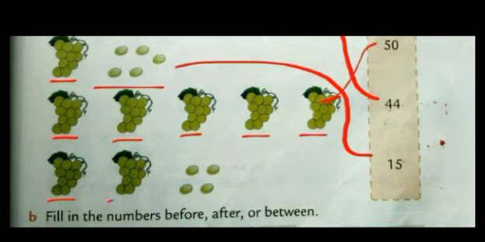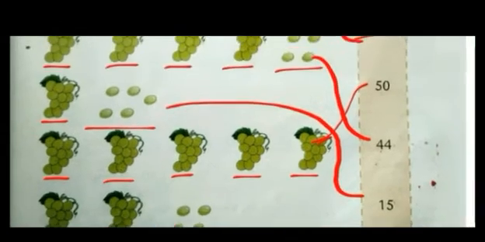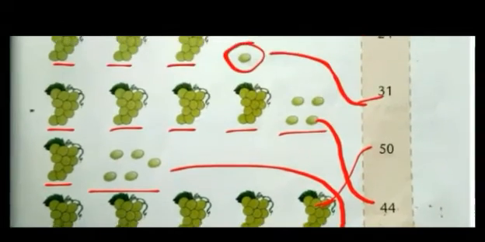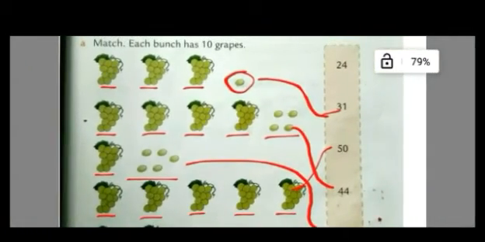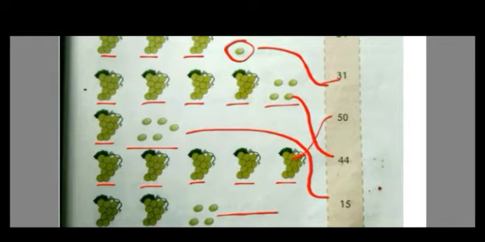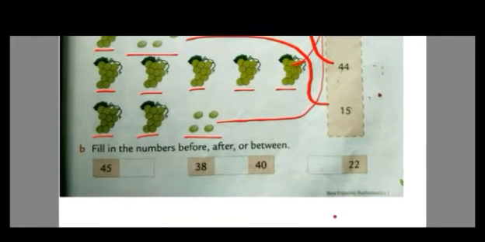10, 20, and 4. So 20 plus 4 is 24. And 24, where is it written? Here. 24 is here, so we can match it with 24 like this. This is the way how you match them. Okay. Now let's move on to the next one.